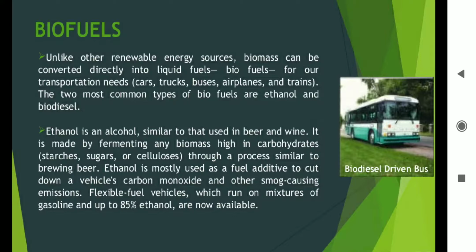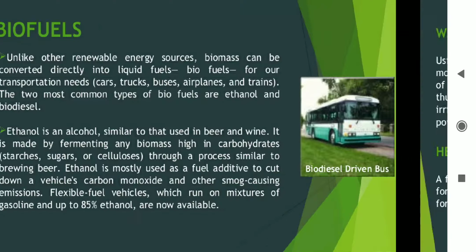The most common types of biofuel are ethanol and biodiesel. Ethanol is nothing but an alcohol, the kind used in beer and wine. It is made by fermentation of biomass which is high in carbohydrates, through a process similar to brewing beer. Ethanol is mostly used as a fuel additive to cut down vehicle carbon monoxide and some smoke-causing emissions.